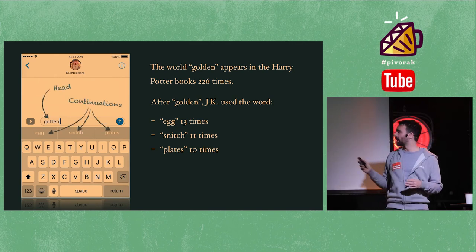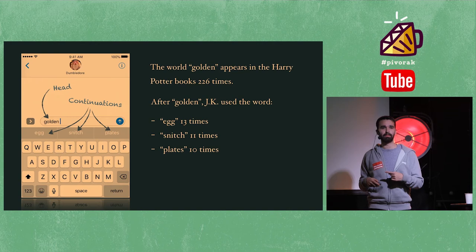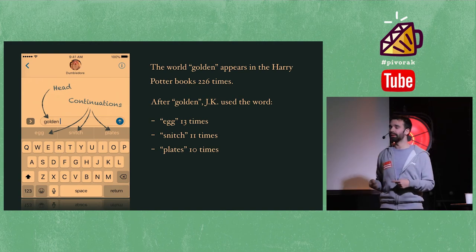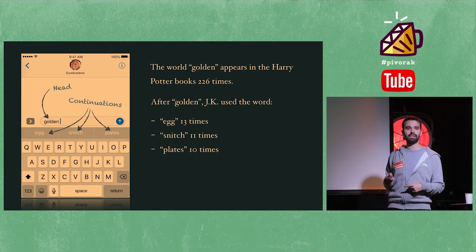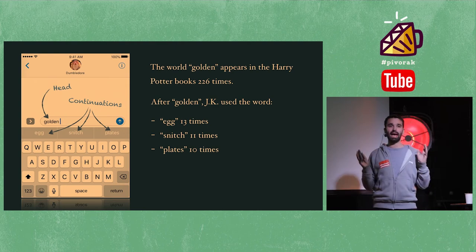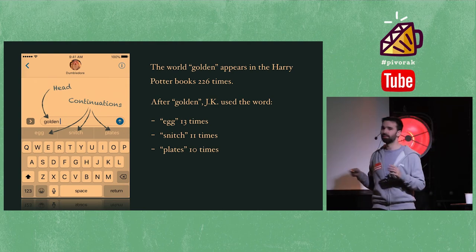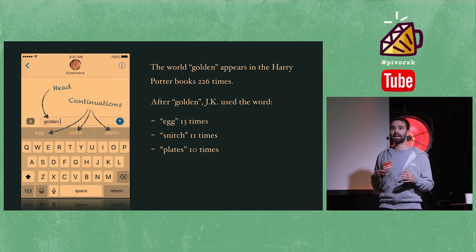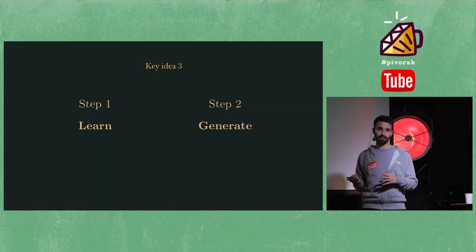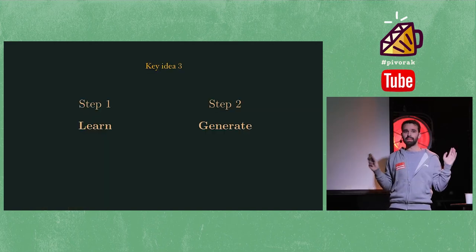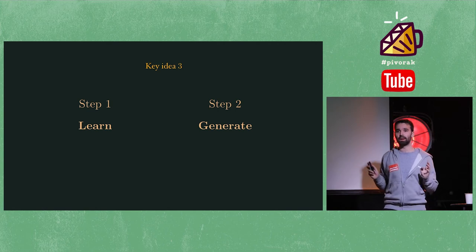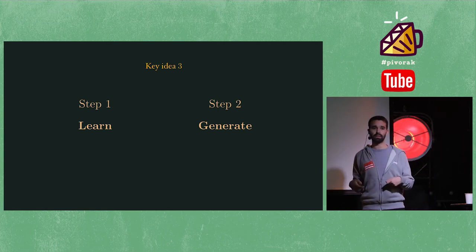So a couple of bits of terminology that I'll keep using. This first word that gives us our suggestions, golden in this case, we'll call the head word. And the words that are potential suggestions, we'll call continuations. Okay, so basically, this is the big idea, and we can use it to start generating stories.